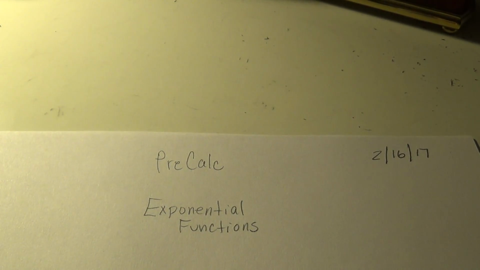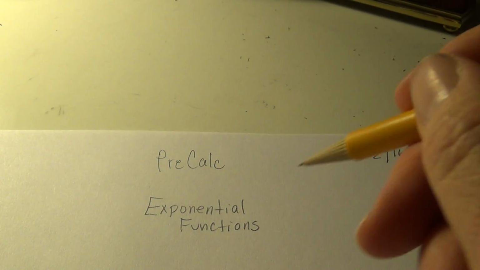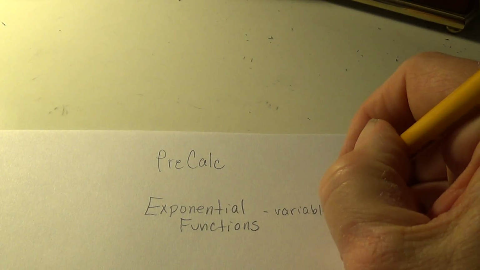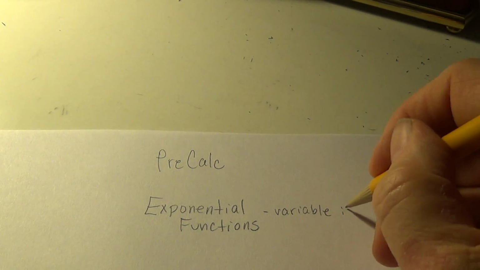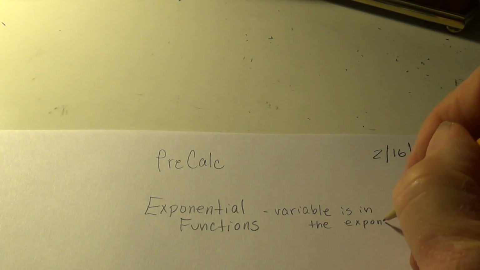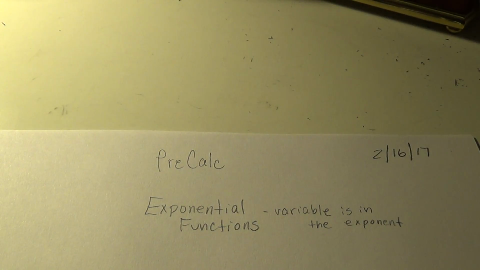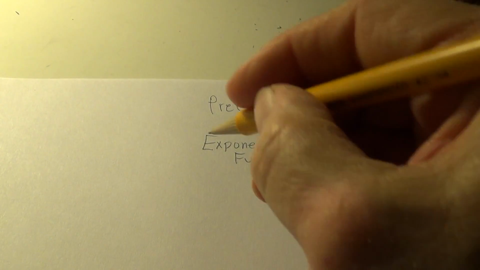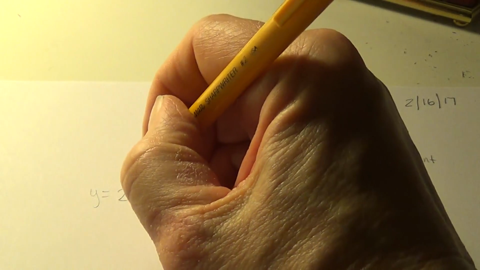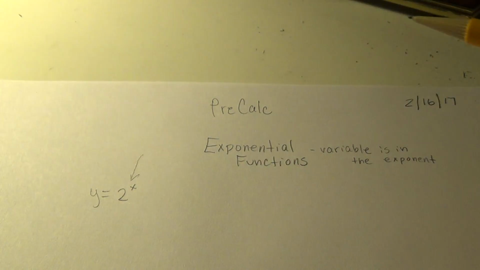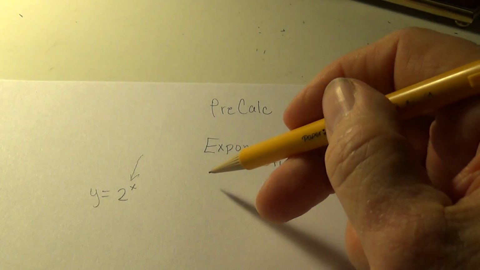Exponential functions. All right, so what is an exponential function? It's a function where the variable, like the x, is in the exponent. This is going to lead us to logarithms, but we have to stay here for a little bit. Variable is in the exponent. So the most basic one is y equals 2 to the x, and you can see the variable x is up in the exponent. So I'm going to graph that function.